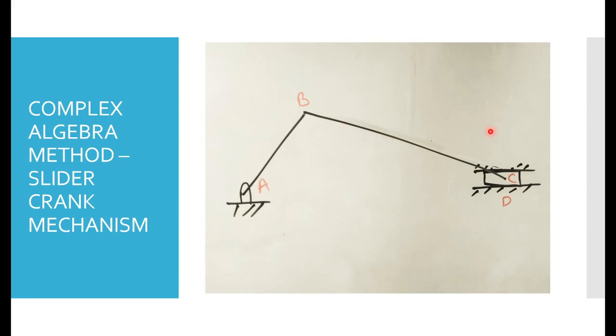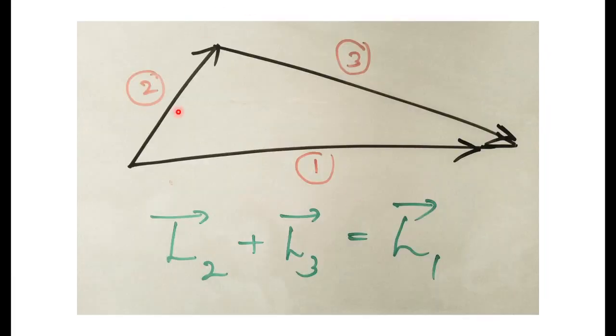So here, how will you form a closed loop? We have crank and connecting rod, and these are the fixed links. If we join this fixed link to this fixed link, it will become a single link only. So we have to join from A to C. Then you will get a closed loop. So this is our closed loop.